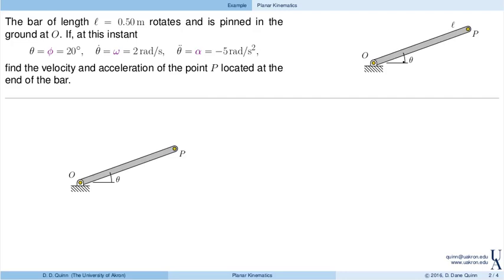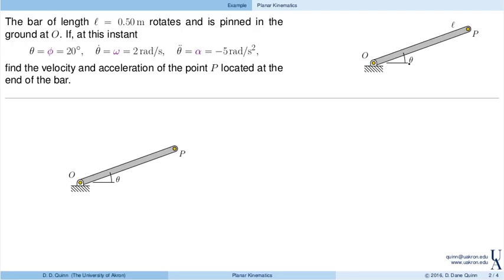Here we have a bar of length L, half a meter, that's pinned at the ground at O and rotates. So if I tell you at this instant in time the angle theta is 20 degrees and theta dot, the time rate change of that angle, is 2 radians per second, while theta double dot is minus 5 radians per second squared, I'd like to find the velocity and acceleration of a point P that is located out here at the end of the bar.